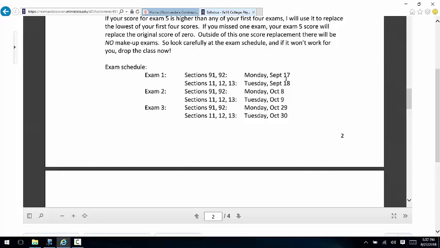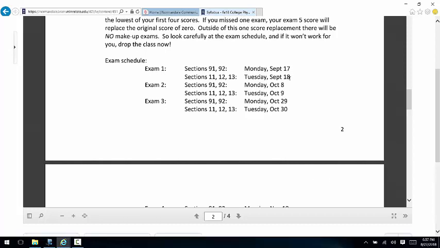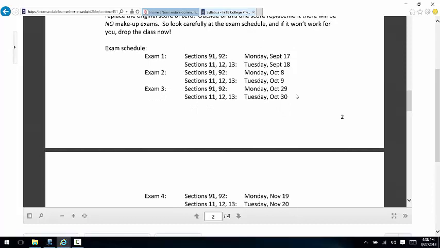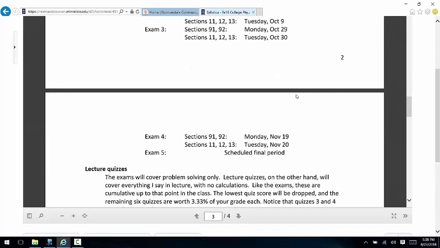By the way, these are not the exact same exam. It's like different versions of the same exam. So if you ever do that and then are studying with someone else and compare your two exams, they're going to be different. That's just how I do it. Any questions about the exams?